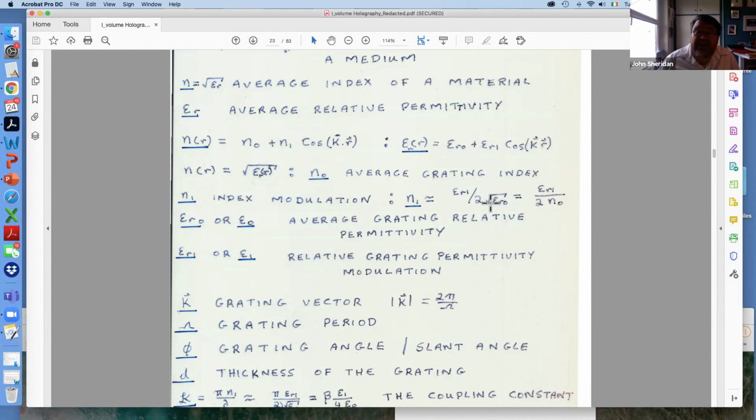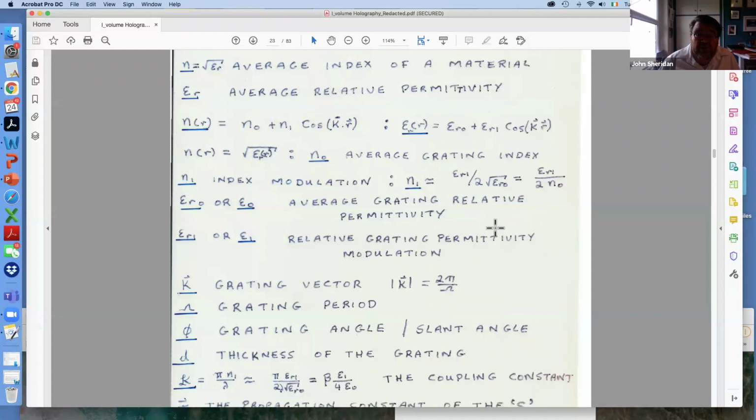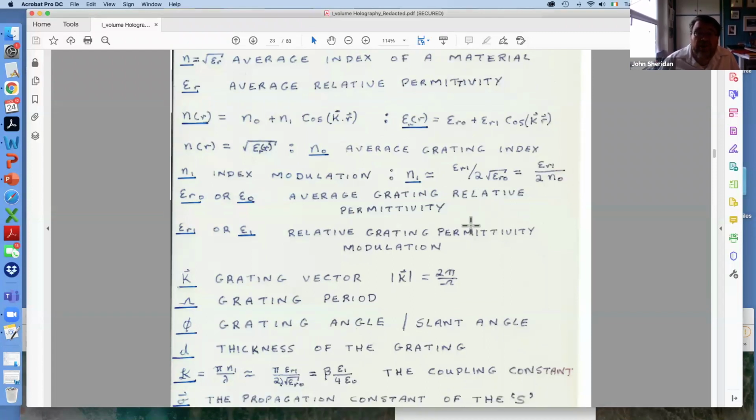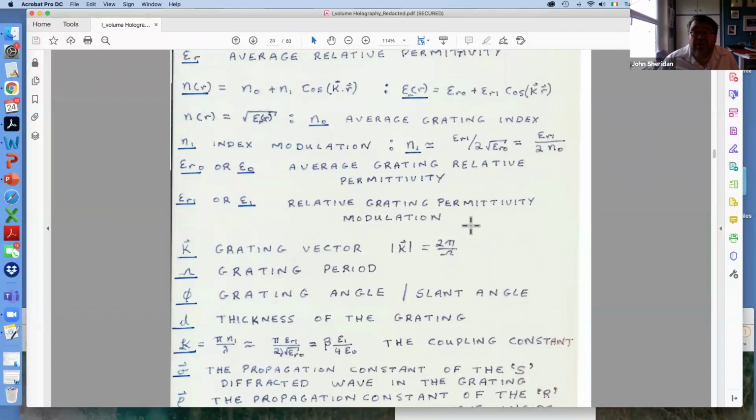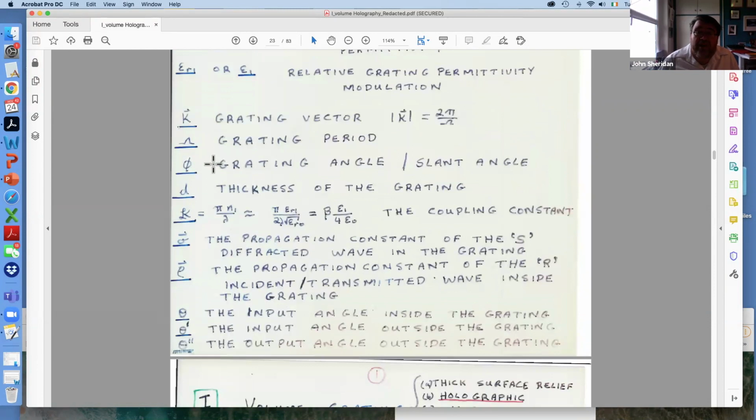But nowadays, as I said, materials are capable of recording modulations of 0.1, 0.2. So again, this might be worth investigating, or going back to the original source and working with permittivity. So we have an average relative permittivity, we have the relative permittivity modulation, we have our grating vector. Again, the magnitude is 2 pi divided by the period for the cosinusoidal case.